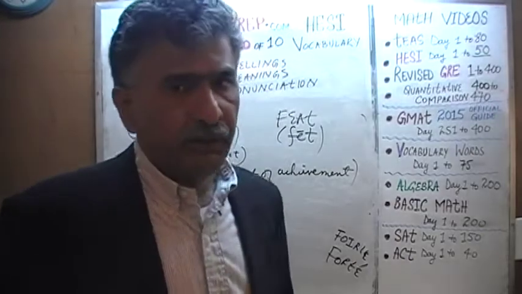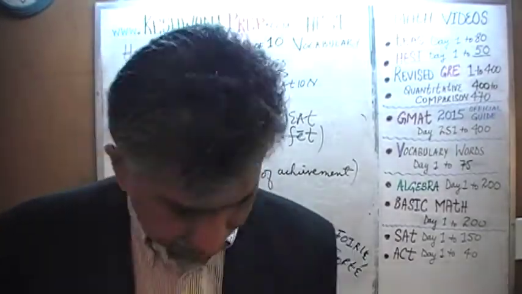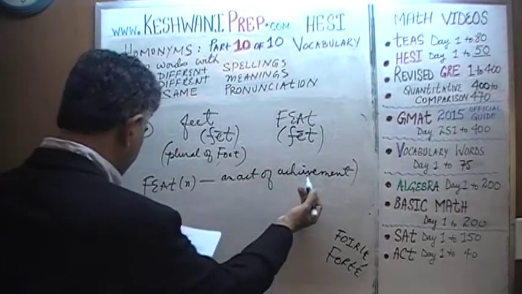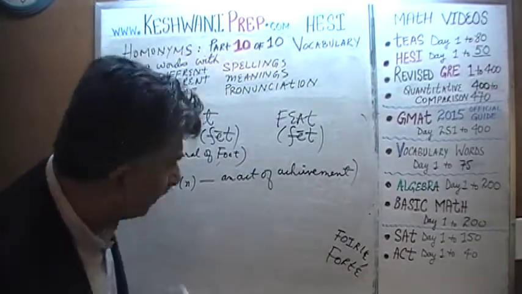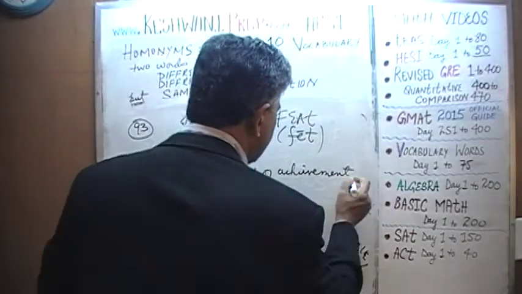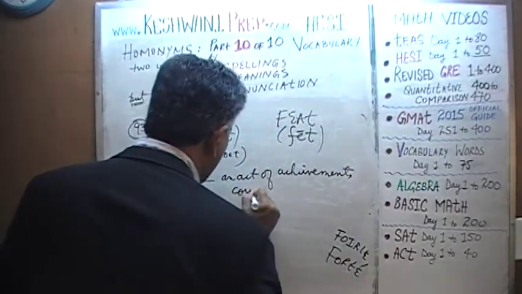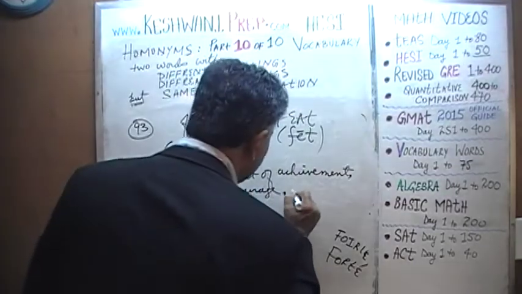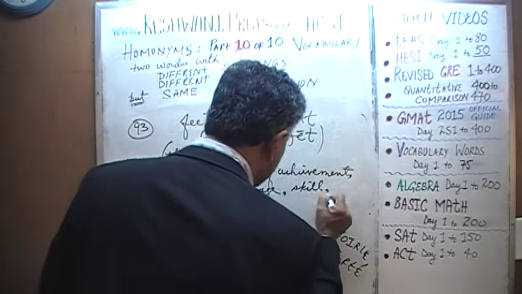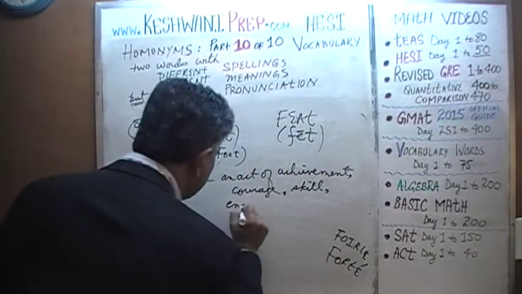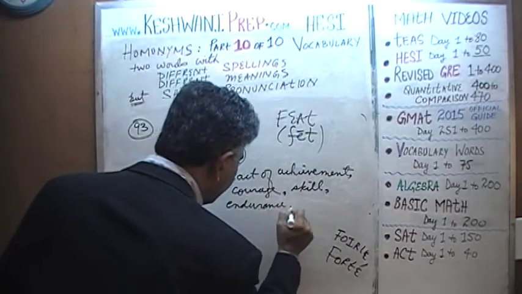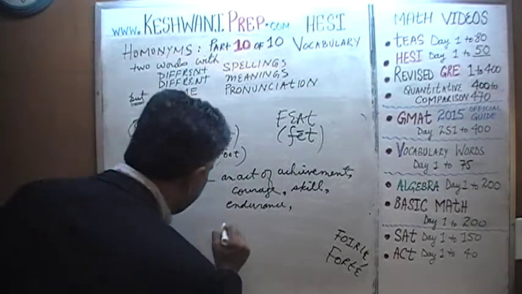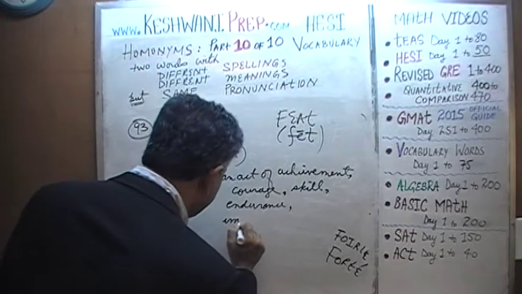The terms forte and foible come from fencing. Let's carry on. So it's an act of achievement, if you like. It's an act of courage, something that requires a great deal of courage. It's an act of skill, something that requires a great deal of skill. It's an act of endurance, something that is full of hardship and you have to endure a lot of hardship. That's a feat. Something that requires a great deal of imagination.